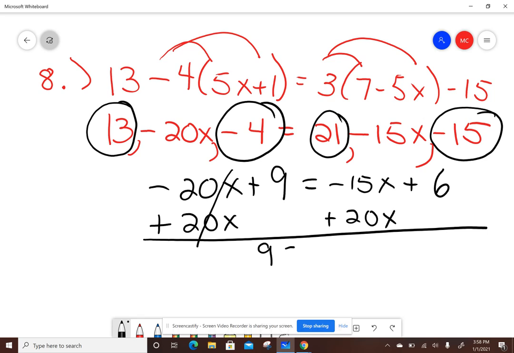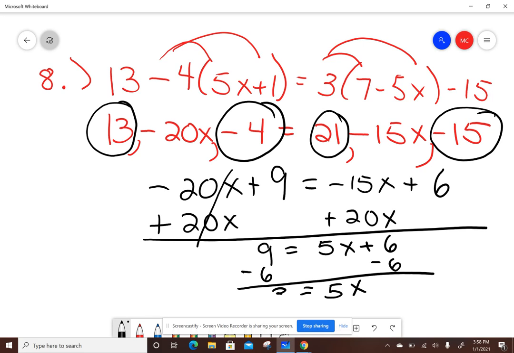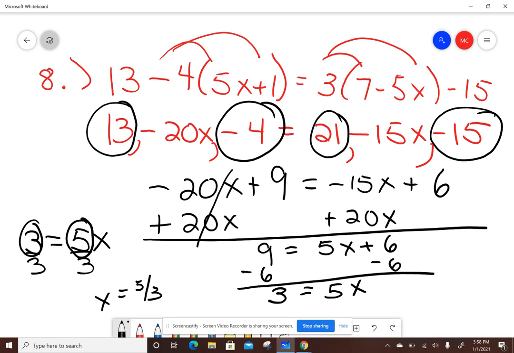Here I get 9 equals 5x plus 6, minus 6, minus 6. And we get 5x equals 3. Now, careful here because a common mistake, tell me if I'm going to do something wrong. Everybody, when you're watching me, shout out what I'm doing wrong. I go divided by 3, x equals 5/3. What did I do wrong? I completely ignored the coefficient and I just divided whatever happened to be on the left.